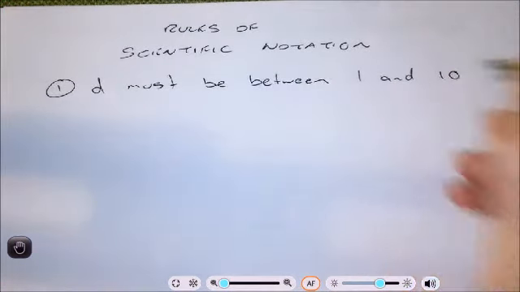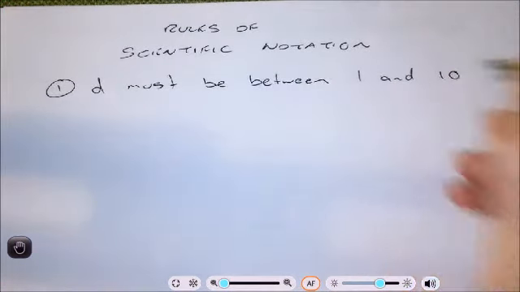So look at exercise 1. Does it hit rule 1? Is the number bigger than 1 and less than 10? Yes, this is 1.908. 1 is a single digit number. It works. Rule number 2, is it multiplication? Yes. Rule number 3, is the base 10? Yes, it follows all 3 rules. Yes, that is scientific notation.